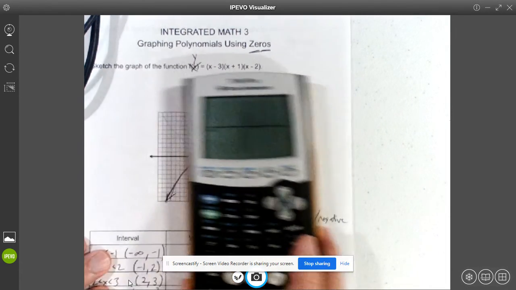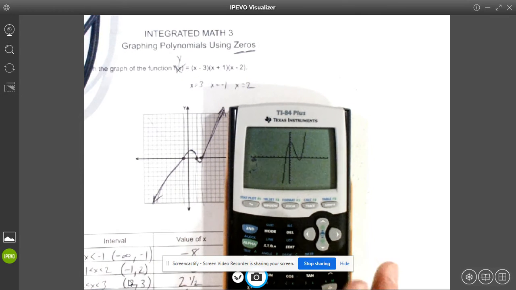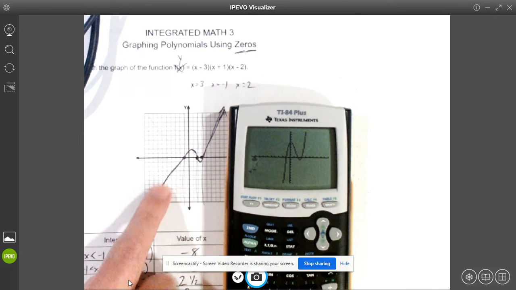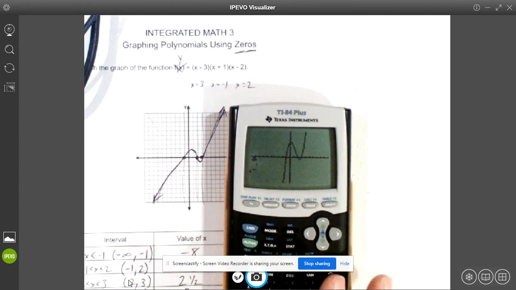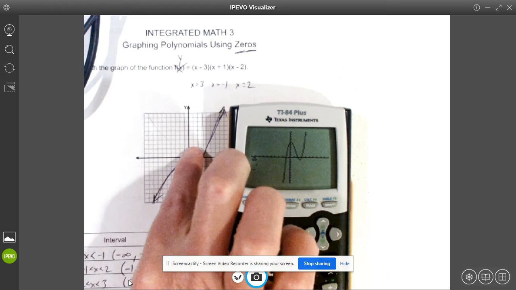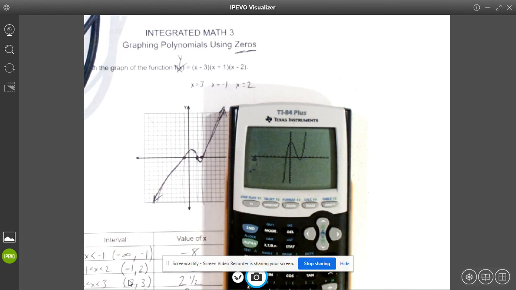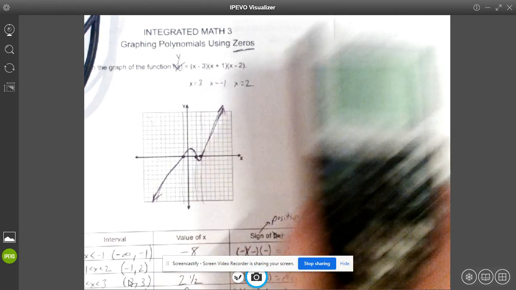Okay. That's not too shabby. So maybe a little bit steeper here, but we get the basic shape. Maybe a little bit higher here, but we can clean that up later. Right now, I just want you to get the basic shape of this graph.